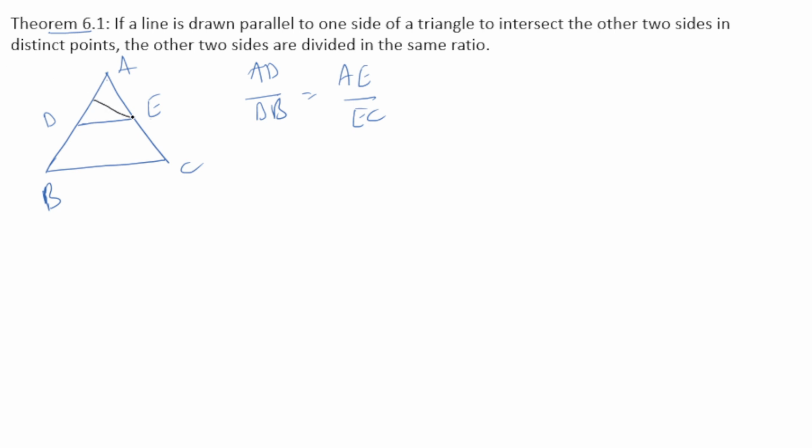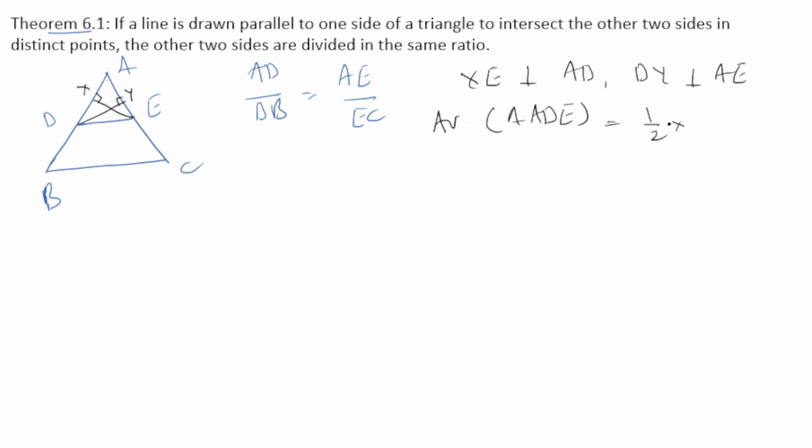First, we will take two lines, XE and DY, which are perpendicular to AD and AE respectively. Here XE is perpendicular to AD and DY is perpendicular to AE. So what is the area of the triangle ADE? We will take AD as the base. The area of the triangle is half into base, the base is AD, into height. The height is XE. See here, XE is perpendicular to AD, so XE is the height. Half into base into height is the area of the triangle.